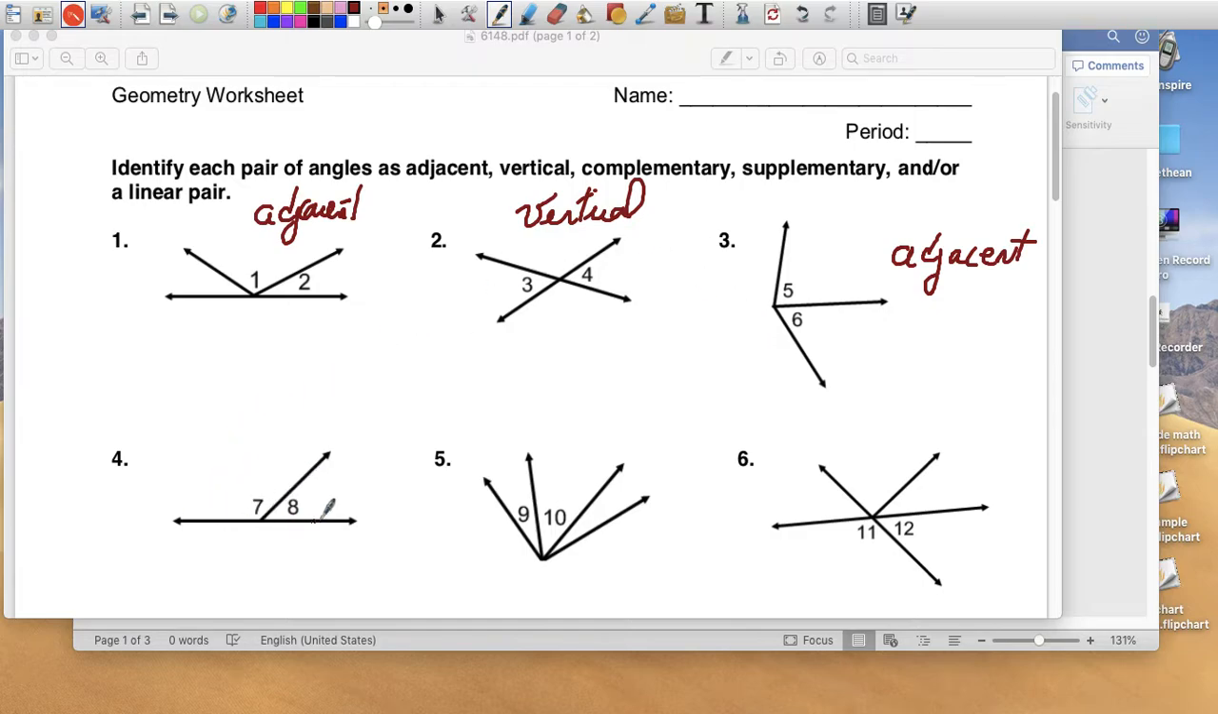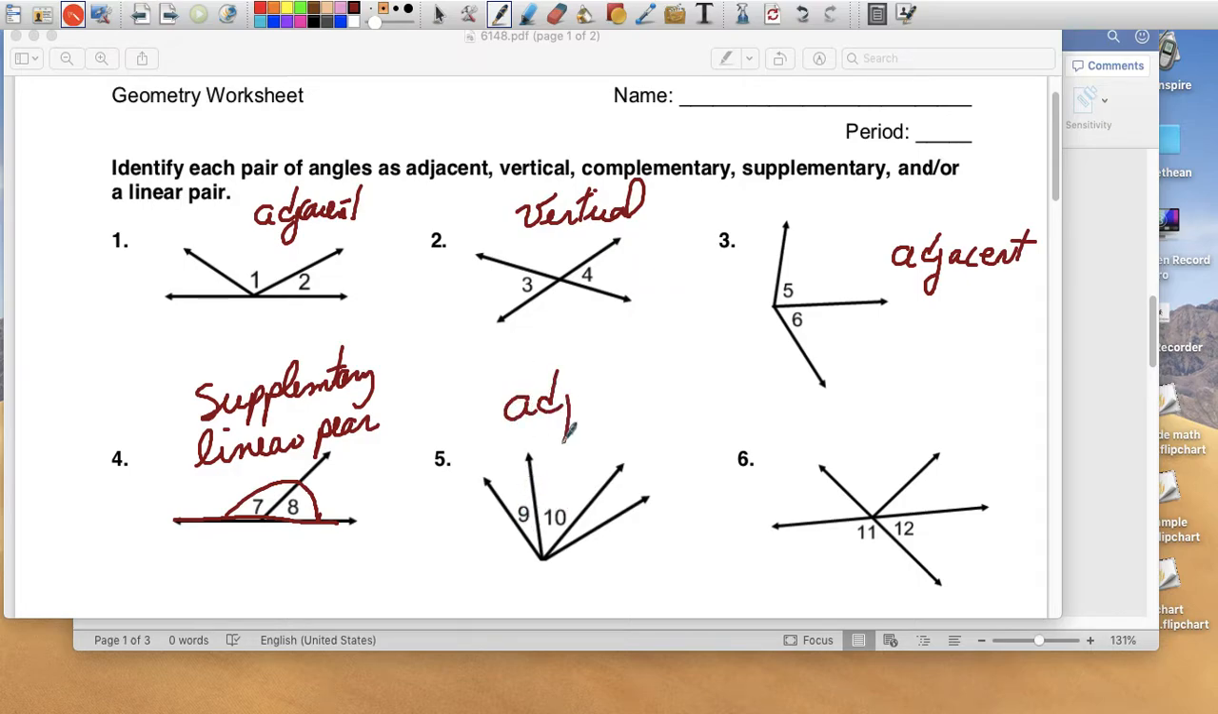7 and 8, now this is supplementary because they add up to 180. How do I know that? This is a straight line here, right at the bottom, so I know this whole thing is 180. And they're also a linear pair, because they are side by side and they are supplementary. 9 and 10, adjacent and adjacent only. That's the only information I know for sure.